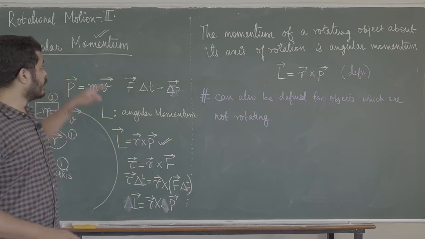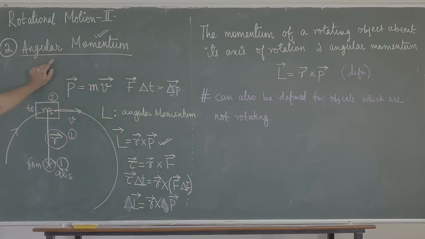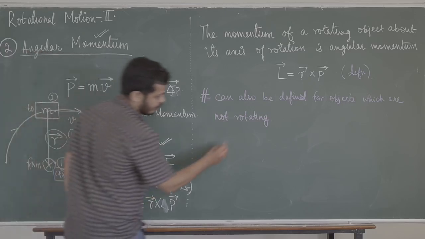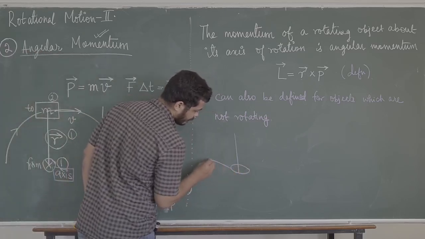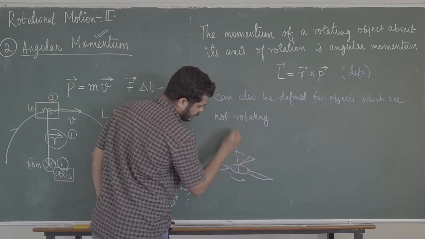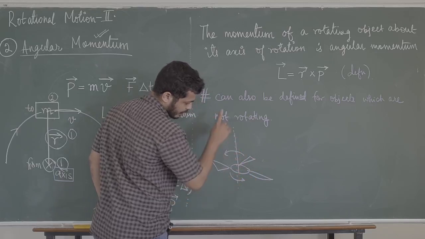Exactly the same way, there is another concept: angular momentum. So what is angular momentum? The momentum possessed by a rotating moving object is called angular momentum. How do you define it? The first thing you do is define an axis of rotation. If the object is actually rotating, for example, if a fan is rotating, then the axis of the fan is your axis of rotation. That's the axis of rotation.